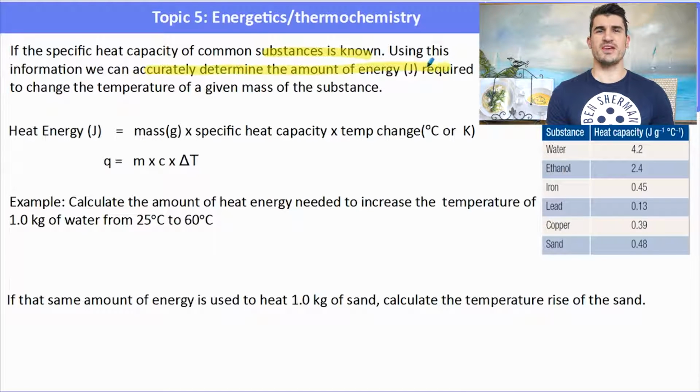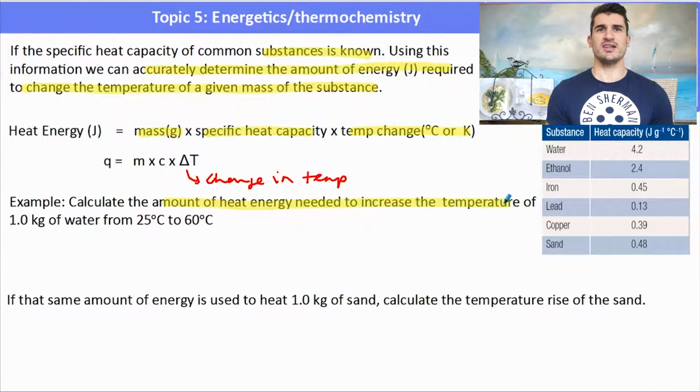If we know the specific heat capacity of substances, then we can determine the amount of energy in joules required to change the temperature of a given mass of substance. Now, water is in the data book, but if there's something else they want you to use, they'll give it to you in the question. So the formula for specific heat capacity is Q, the energy, equals the mass in grams times the specific heat capacity times the change in temperature, the temperature difference.